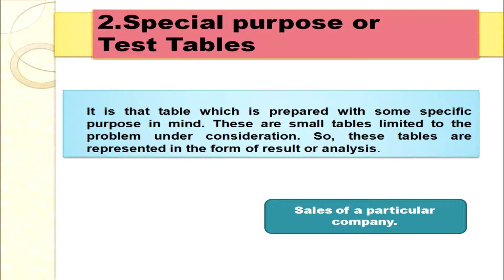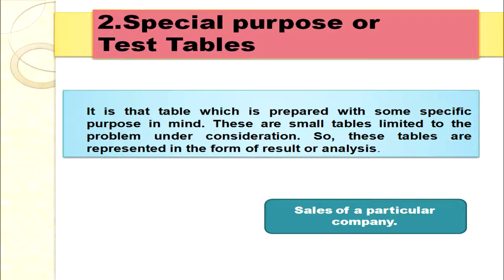Now, these are those tables which are prepared for some specific purpose in mind. That means they are being made for some special purpose. Now, if you are going to make some small table and it is for your own purpose, it will be called as test tables, or we can say special table. Now, these are small tables limited to the problem under consideration. So, that is why they are also being called as or represented in the form of result or analysis.